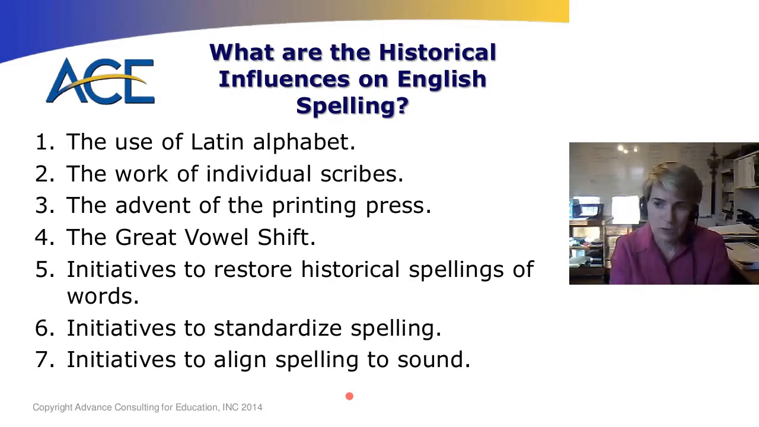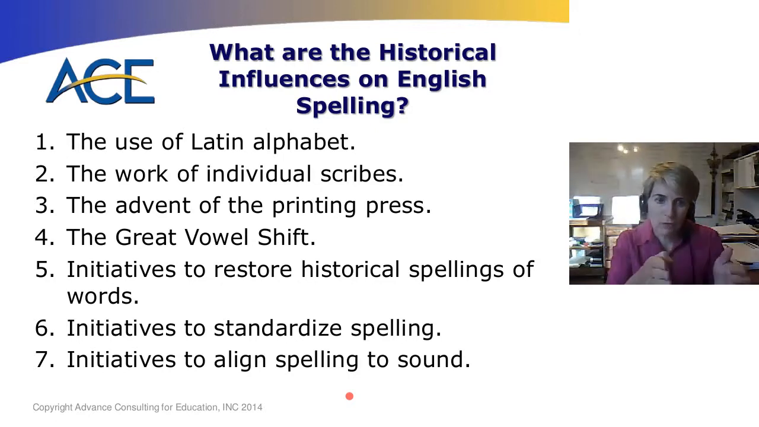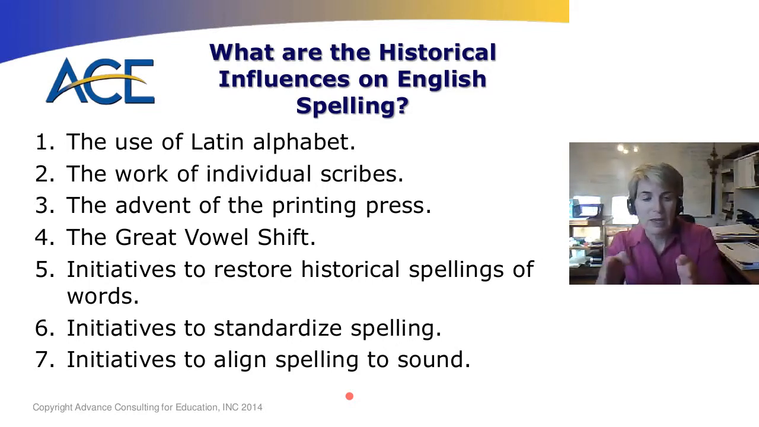Then another historical event that influenced the spelling of English was the Great Vowel Shift. And what happened here was that the set of English vowels actually literally just shifted up the vowel continuum. It mostly affected our long vowels. So our long vowels shifted higher and further back. And some of them became diphthongs.